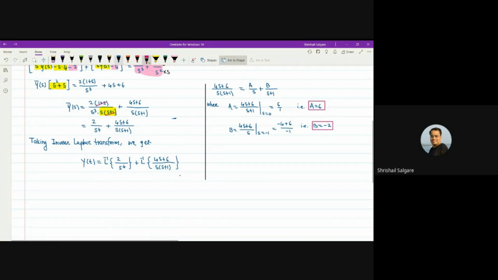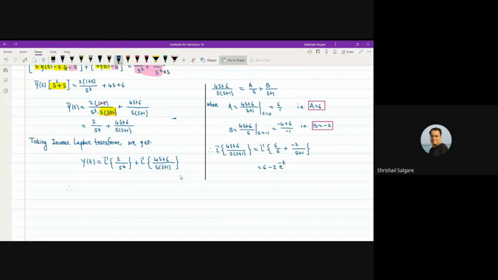Therefore, L inverse of (4s plus 6) divided by s into (s plus 1) can be written as L inverse of A, which is 6 upon s, plus B, which is minus 2 upon s plus 1. So this can be written as, what is the inverse Laplace of 1 upon s? 1. And minus 2 into e to the power minus t. So that value I will substitute.